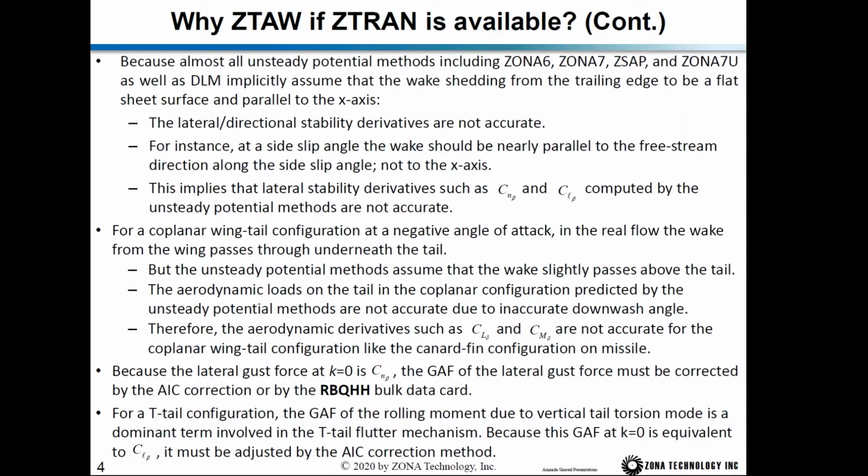In some other cases, you should apply Z-tau, because almost all unsteady potential panel methods, including ZONA6, ZONA7, ZSAP, and ZONA7U, as well as the doublet lattice method, implicitly assume that the wake shedding from the trailing edge of the wing is a flat sheet of surface parallel to the x-axis. So the wake surface is prefixed by those methods, and therefore the lateral and directional stability derivatives are not accurate.